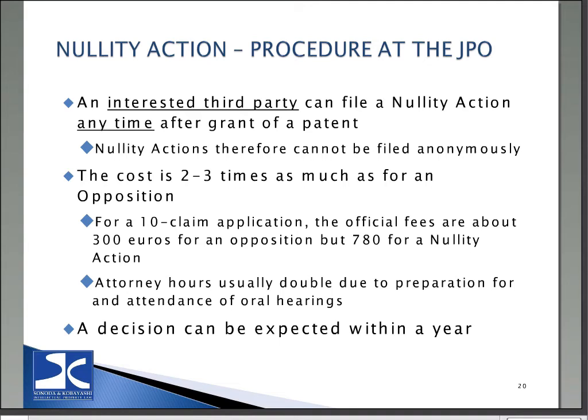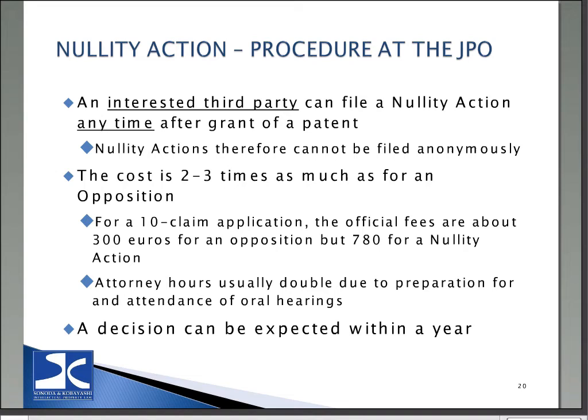Then here you can see the official fees you have to pay to the JPO, which are 300 euros for opposition and 700, 800 euros for nullity action. However, the actual cost is the attorney fees, which is a lot higher than this official fee, but the attorney fee also is twice or three times higher for nullity actions than for oppositions.